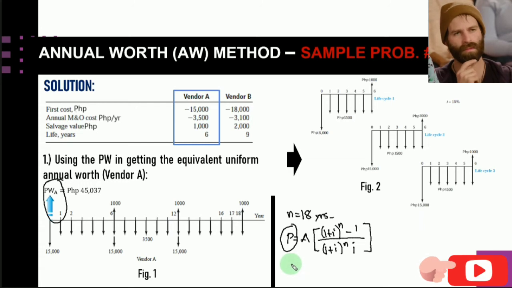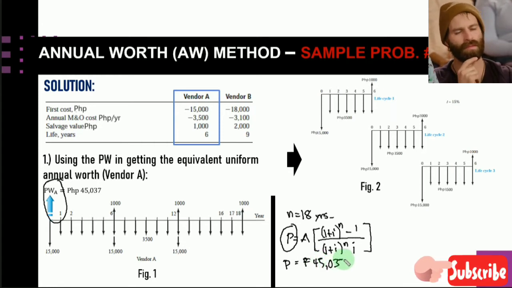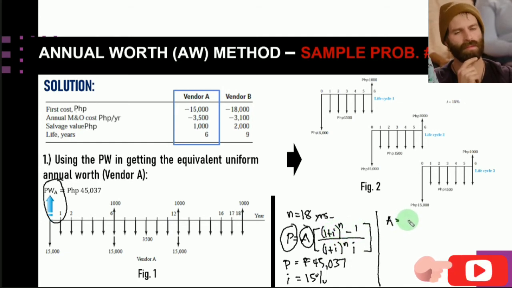So substituting now the given values, we have here P, which is equal now to 45,037 pesos. Our N is 18 and our I is 15%. So since we are going to consider the equivalent annual worth, we are only after this A here, in which if we are going to get the value of A, this is just equal now to P times 1 plus I raised to the n times I all over 1 plus I raised to the n minus 1. So we have here this value.